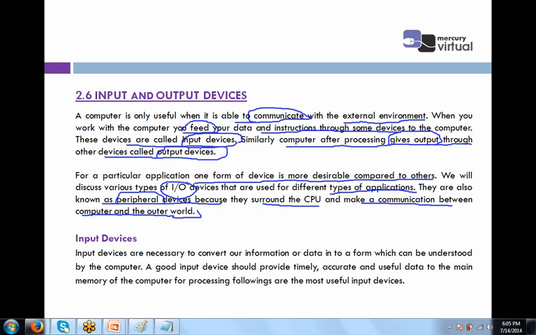Clear? Now let's see input devices. So this is just the introduction of both input devices and the output devices. Now let's see one by one. First of all, input devices.